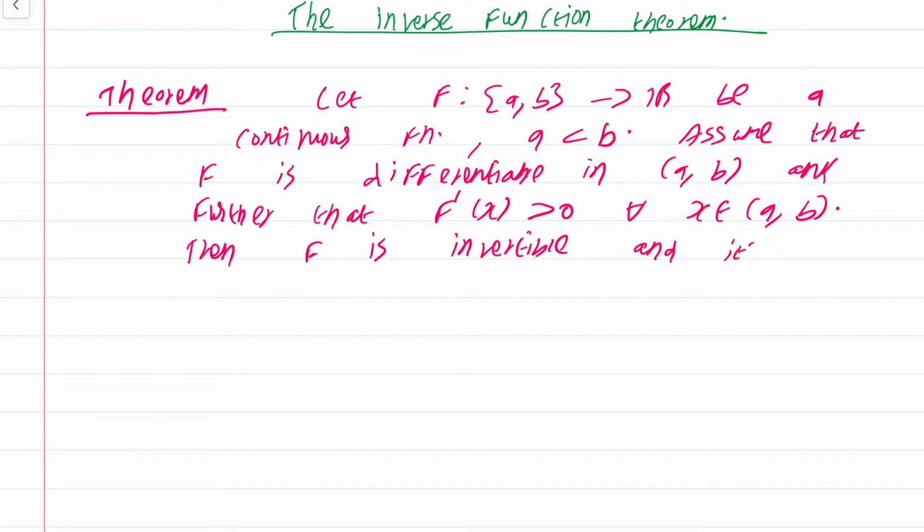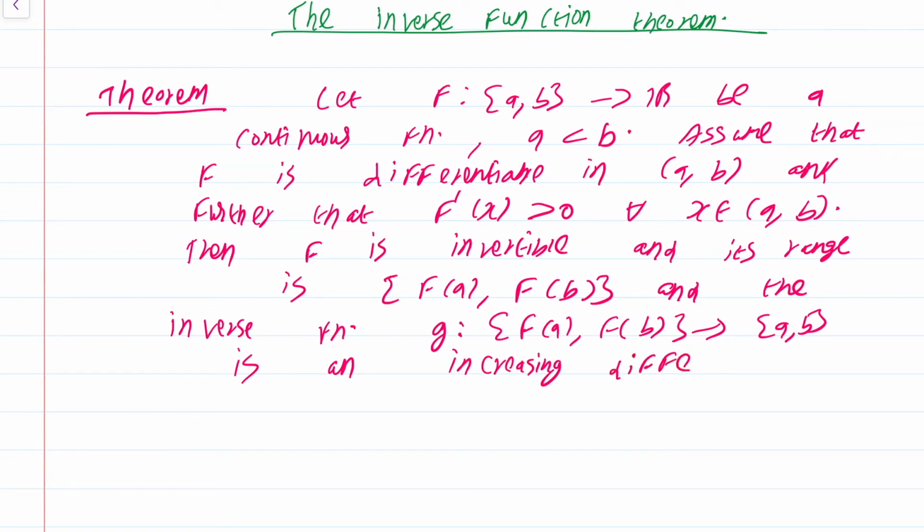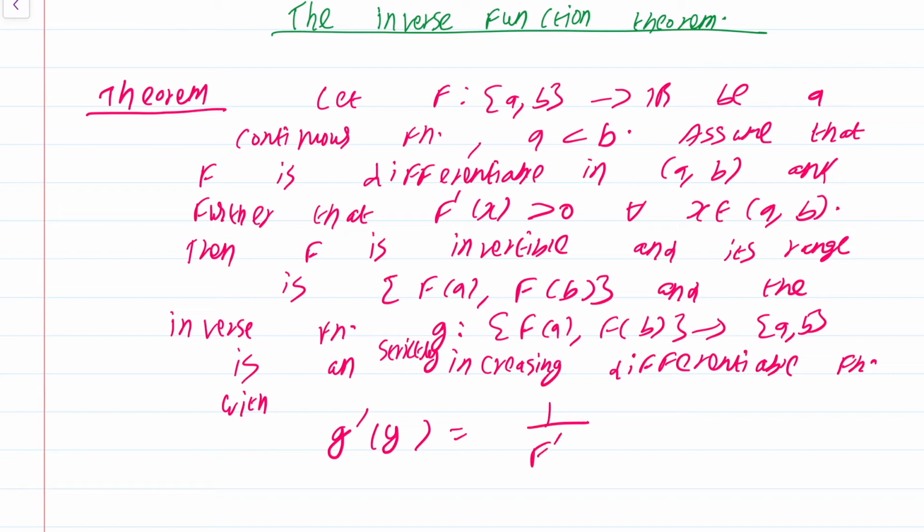and its range is [f(a), f(b)], and the inverse function g from the closed interval [f(a), f(b)] to [a, b] is an increasing, strictly increasing, I might add, differentiable function with the derivative at a particular point y equal to 1 by f prime of g of y.